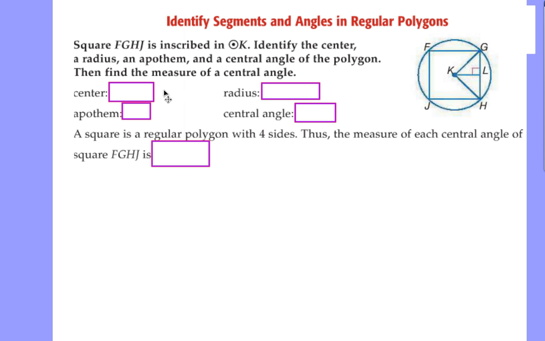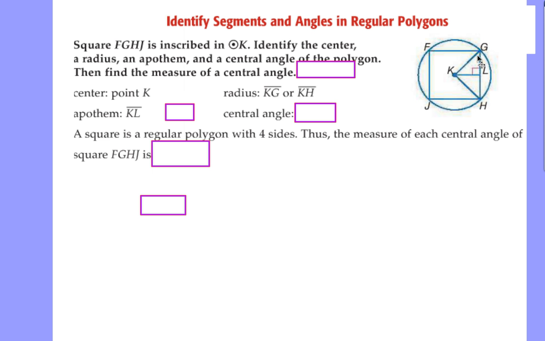So the center, well, the center of that circle, of course, is going to be at point K, right there, the center of our circle. The radius can be KJ or KH. I think I said J, I'm sorry, KG, not KJ, KG. For our apothem, from the center, it has that vertex right there of our central angle to the side of the polygon, not to the circle, will be KL. The central angle would be GKH. And last but not least, a square is a regular polygon with 4 sides.